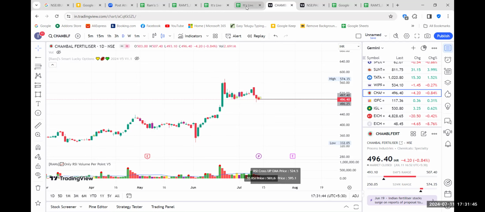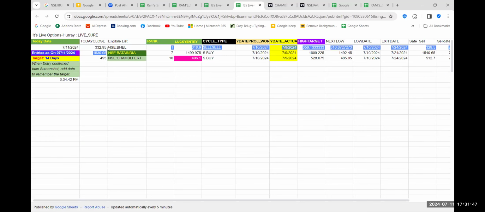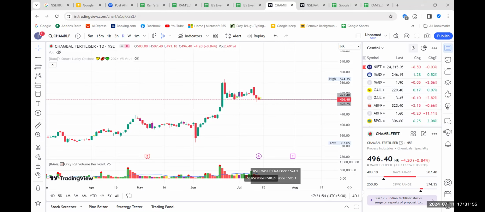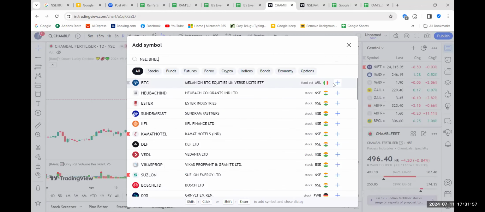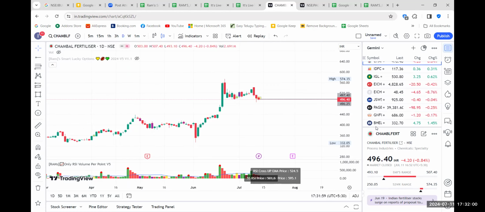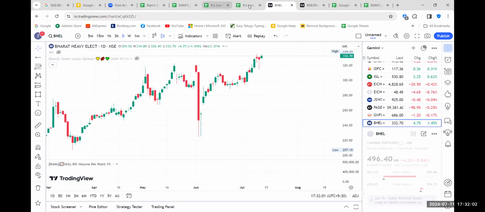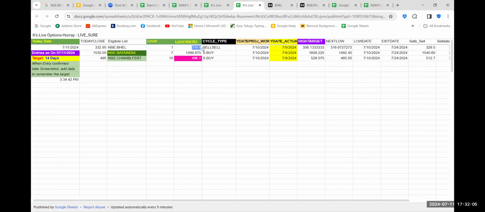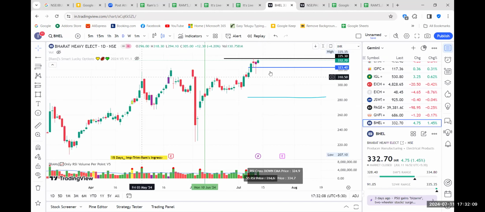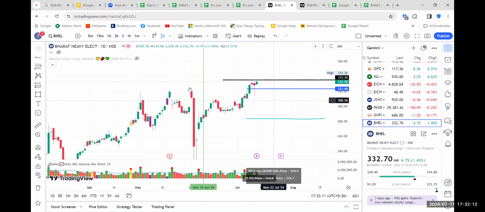So we check some other stocks, what kind of setup they are showing. That is BHEL. See, for BHEL the entry is 318.9, 318. This is a beautiful one. See here that the price is moving upwards. It is not falling from the top.